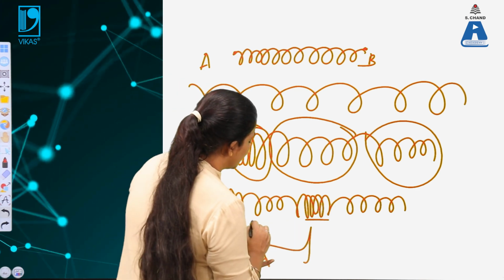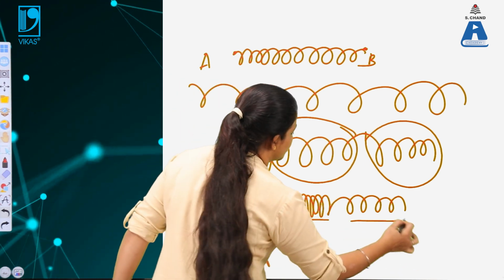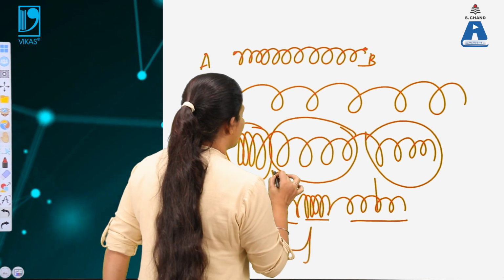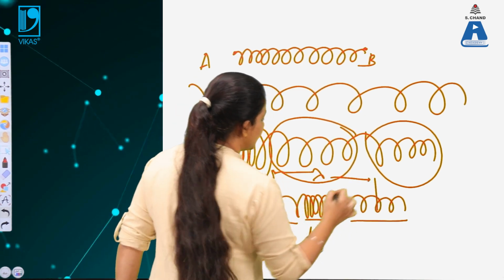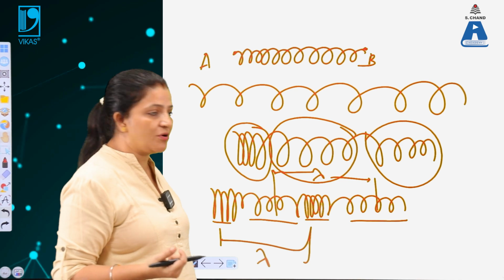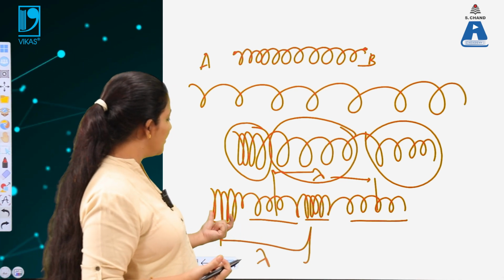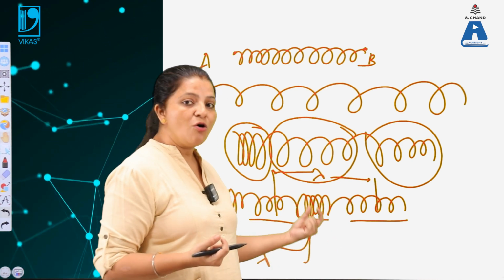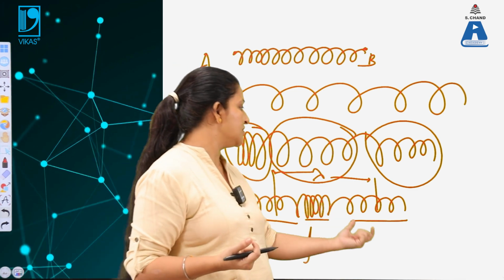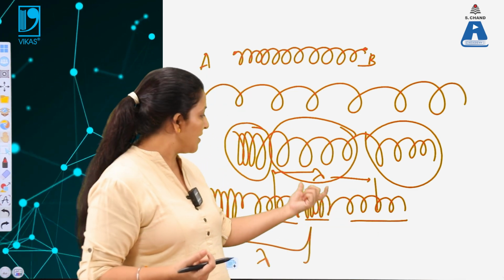Now, the distance between these two consecutive rarefactions is known as the wavelength, lambda. What is the wavelength of this longitudinal wave? That is the distance between two consecutive compressions or two consecutive rarefactions. This distance is known as wavelength lambda.